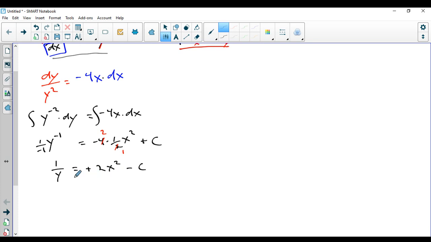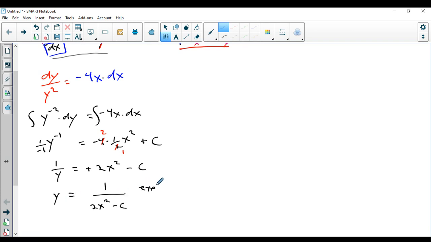This is pre-calc. You're like, well, how do I solve this? You can actually just flip both sides, but you have to flip the entire side, right? So I'll flip this side, I get y, and then flip this entire side. So I get 1 over 2x squared minus c. And there's my explicit general solution.